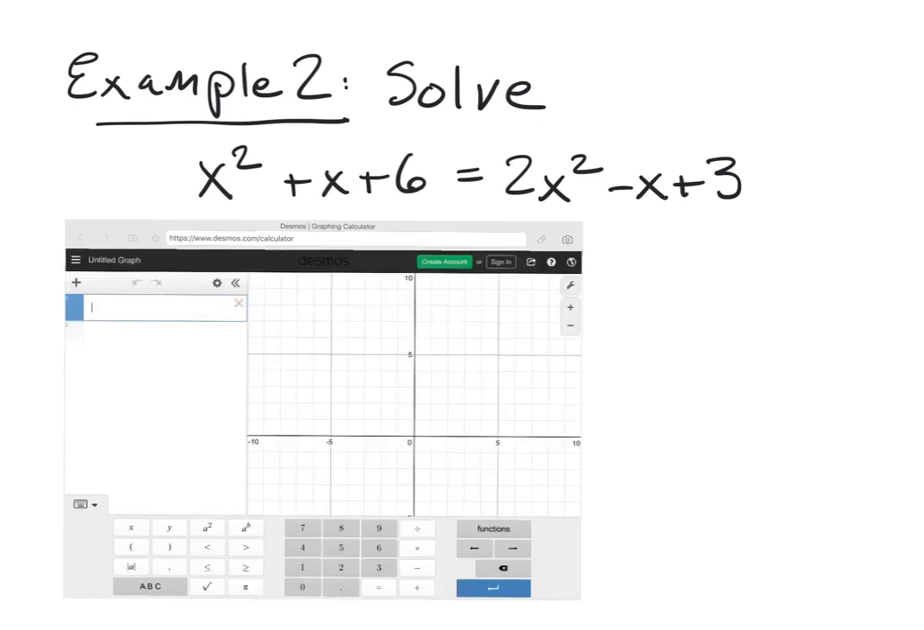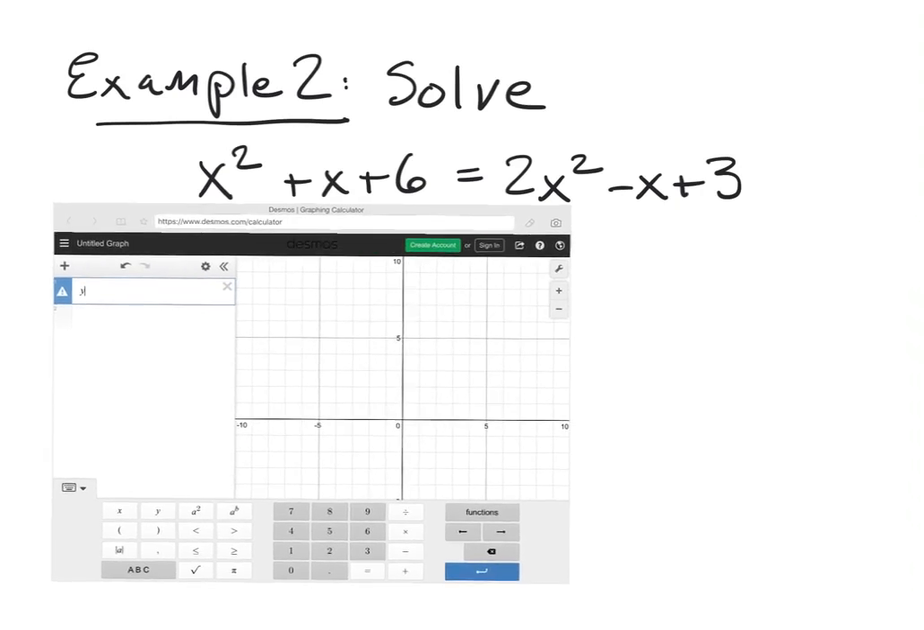We're just going to go into our happy little Desmos calculator here. We're going to type in y is equal to x squared plus x plus 6. Oh, not x sub 6, that's a different thing. x plus 6. There we go. Got that happy little graph.